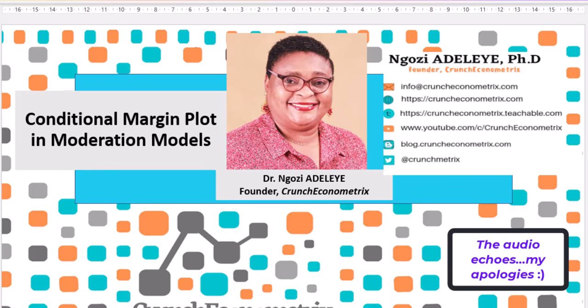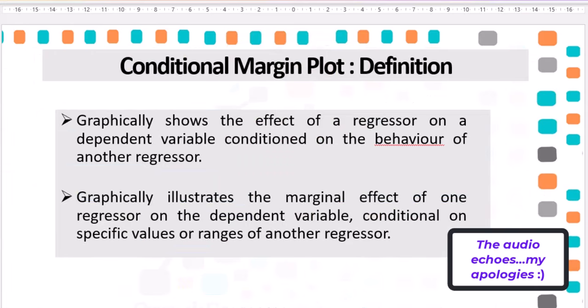In this video, I will be showing you how you can generate conditional margin plots whenever you estimate moderation models, or what we refer to as interaction models. On the screen, I have two definitions for conditional margin plots. The first says it is a plot that graphically shows the effects of a regressor on a dependent variable conditioned on the behavior of another regressor. The second says it is a graph that illustrates the marginal effects of one regressor on the dependent variable conditional on specific values or ranges of another regressor.